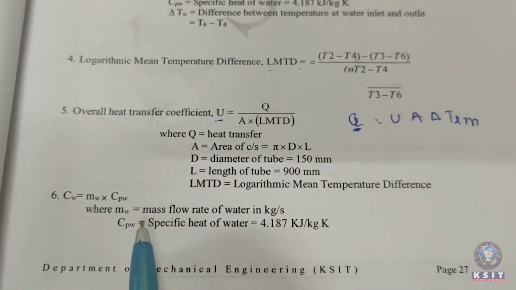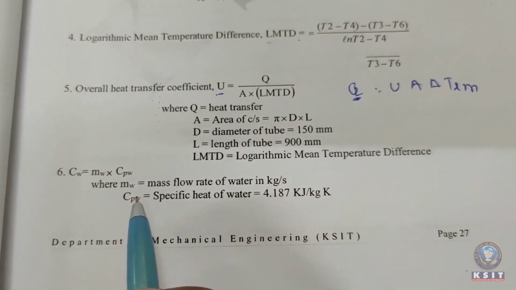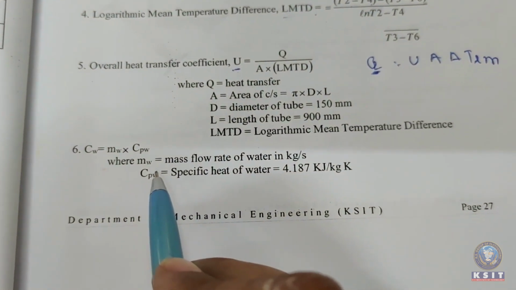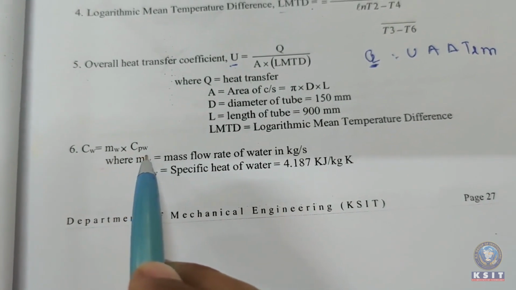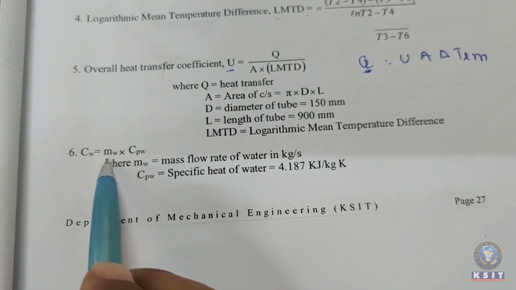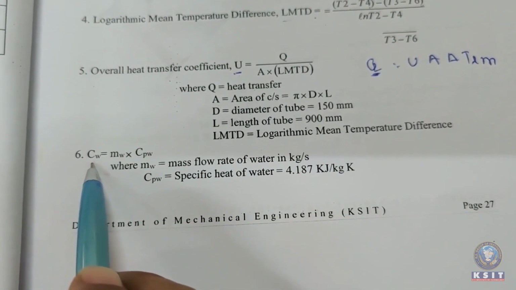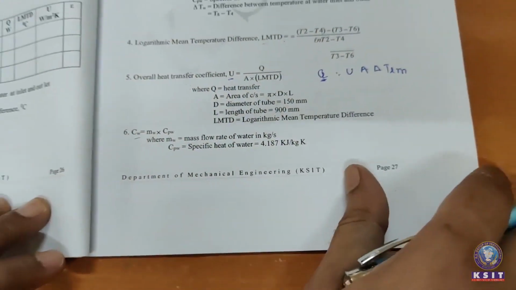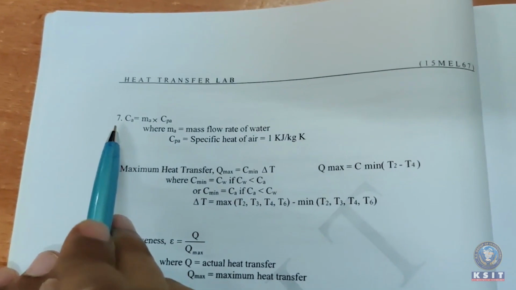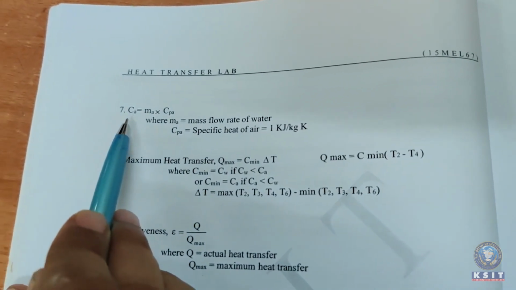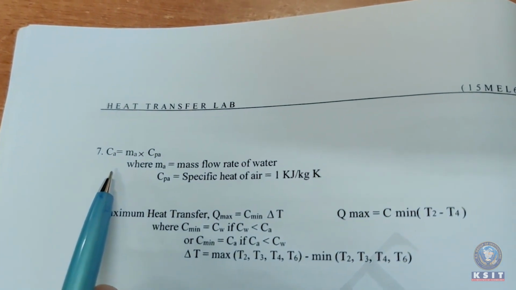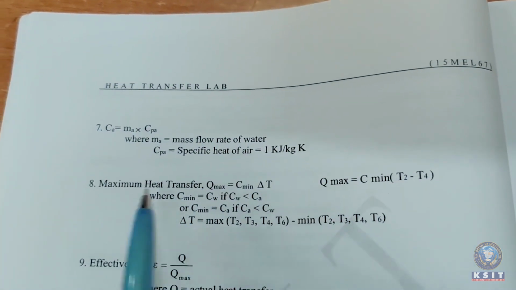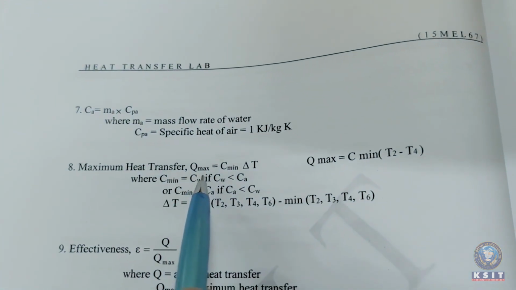Then next step, you find out the heat capacity of the fluids. Heat capacity means what? The mass times the specific heat of the fluid. Now you calculate the heat capacity for water, and similarly the heat capacity of the cold fluid. Now you check which one is the minimum and which one is the maximum. Now you calculate maximum heat transfer.